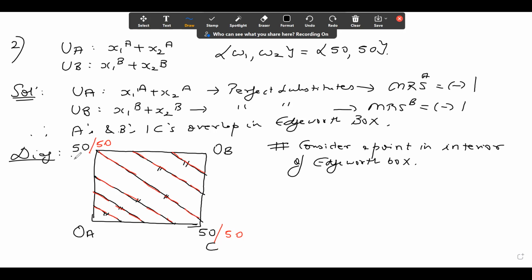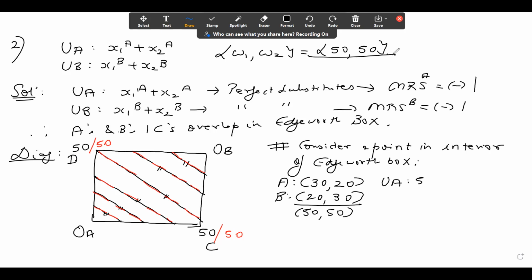Let me call this C. Let me call this B. Take any point in the interior of the Edgeworth box. Suppose A has 30, 20. Then how much will B have? 20, 30, because they should sum up to 50, 50. That is my endowment. What is the utility A gets? 30 plus 20. What is the utility B gets? 20 plus 30. Try to make one of them better off. Suppose I try to make B better off.